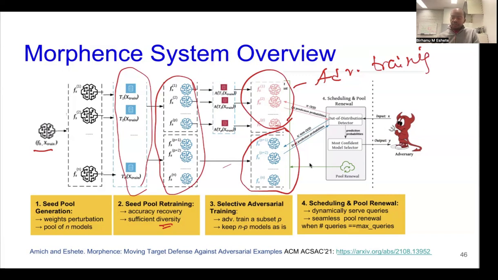And every time an input comes in, we have this detector that intercepts the input and checks whether it's outside the distribution of the training data. If it is, it's most likely an adversarial example, and it will send it to the adversarially trained model, because adversarial examples are, for the most part, out of distribution, as per our observation that I shared with you earlier. Otherwise, the inputs would go to the models that are more precise on clean data.